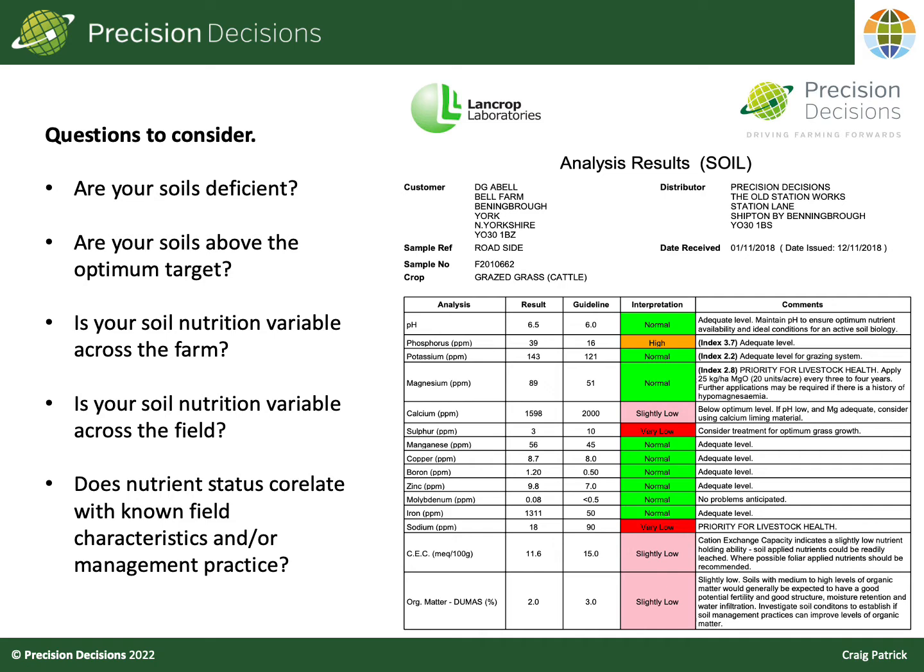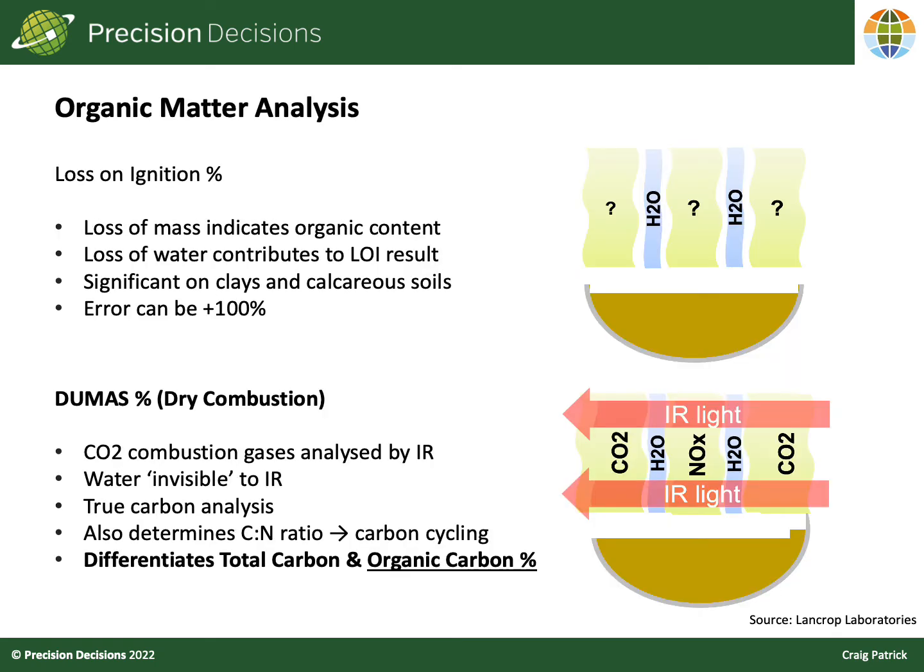plans moving forward. As you can see with the example report here, we can easily identify our priorities with regards to soil nutrition. We have also identified that our organic matter level is considered slightly low. Let's look at this in a little more detail and find out how this forms the basis for understanding soil organic carbon. Through commercial laboratory analysis, there are two main forms of organic matter assessment.